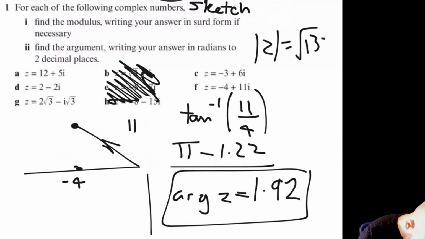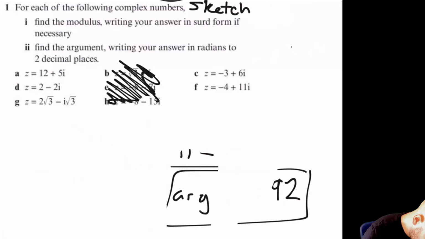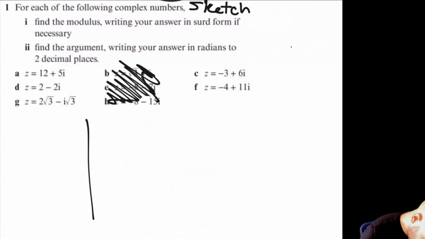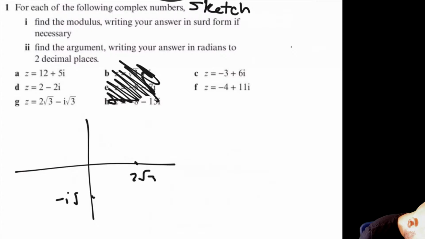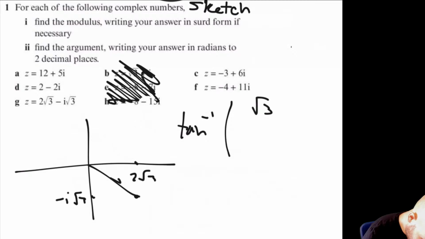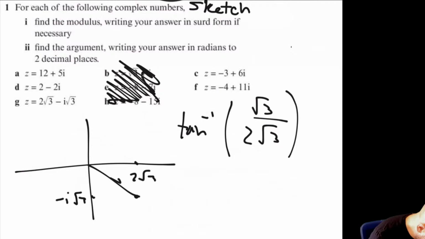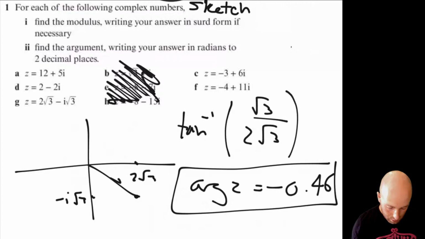Right, last one. So 2 root 3 minus i root 3 leads me down here. So tan to the minus 1 of minus root 3, sorry, no, of root 3 over 2 root 3. So that's actually tan to the minus 1 of a half. Gives me 0.46, so my argument is going to be minus 0.46. And my modulus, 2 root 3 squared plus root 3 squared. So you're going to get root 15.